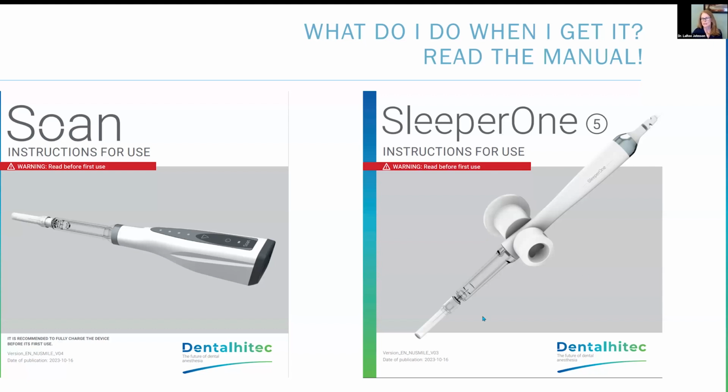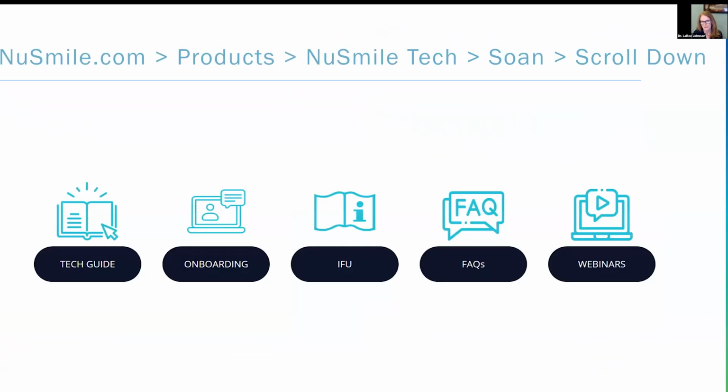All right, so let's get to it. So you may or you may not have yet your device, but if you do, what do you do when you get it? You read the manual. Number one thing. Second thing you do is go to newsmile.com, go to products, go to NewSmile Tech, go to Soan or SleeperOne, depending on what you have. Scroll down and you click on this big onboarding button right here, and a very well written onboarding program you get to get involved with, and it's very good.